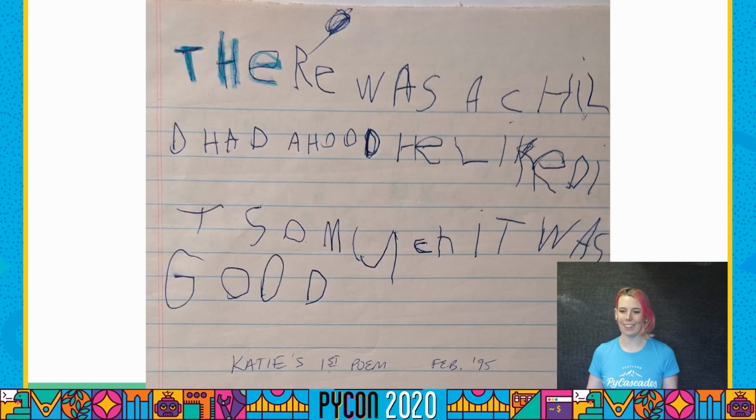There was a child had a hood. He liked it so much it was good. This is labeled, it's the first poem I ever wrote. Shout out to my parents for keeping this. What makes this a poem? Well, it's got a rhythm. There was a child had a hood. And it rhymes. Hood, good. It's a good start. Let's look at something else.